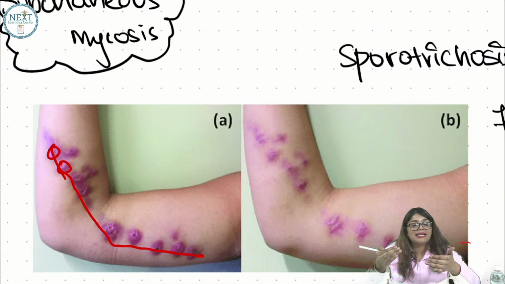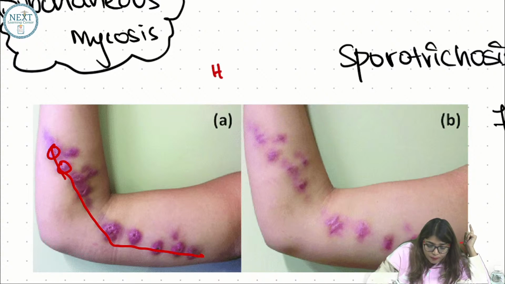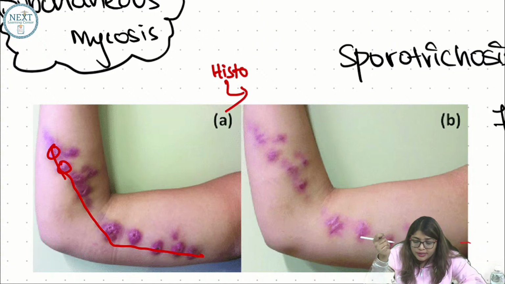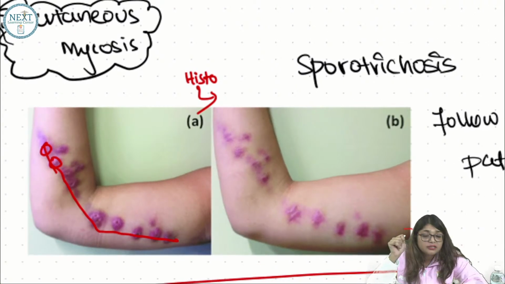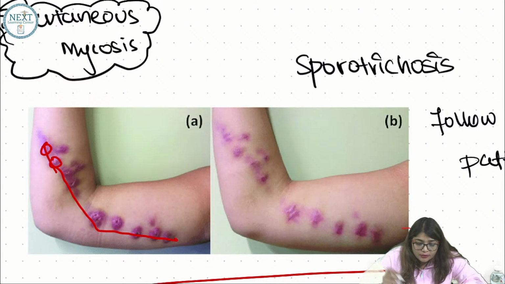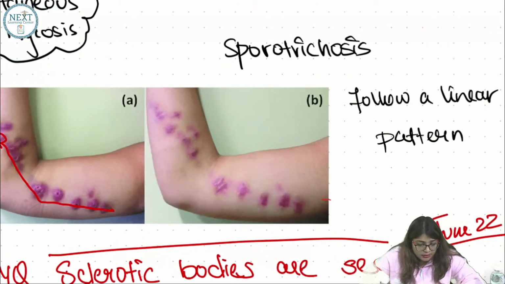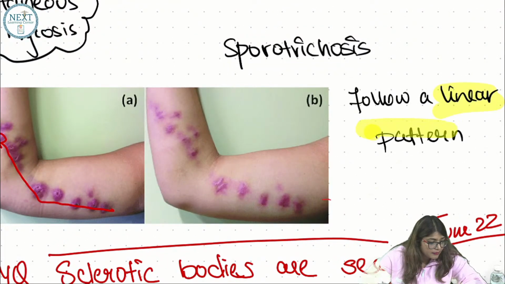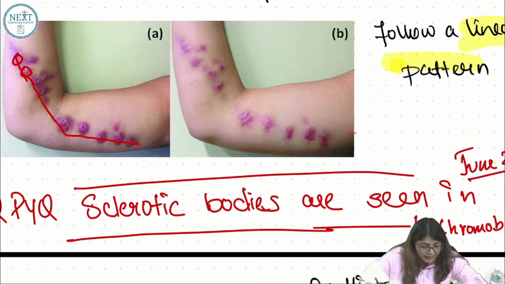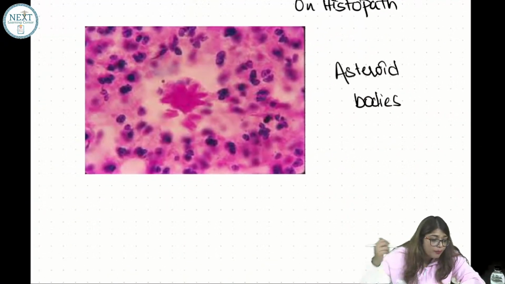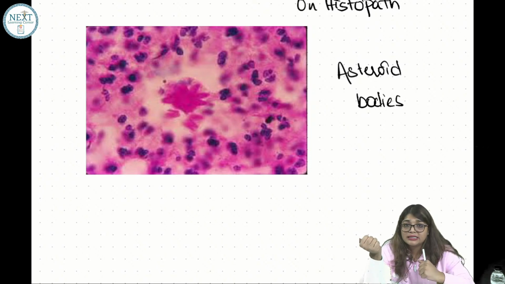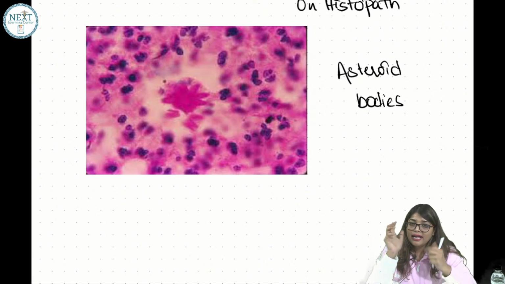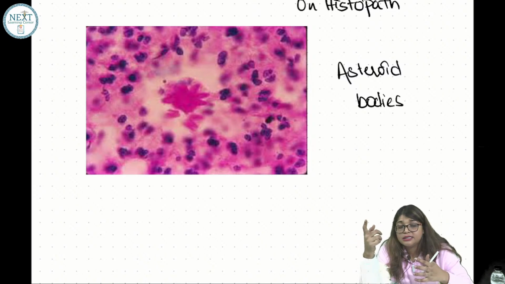One more thing I want to ask you: on histopath in sporotrichosis we see some kind of body. What kind of body do we see in sporotrichosis? Like I showed you, it follows a linear pattern. Very good, we see asteroid bodies. Now with asteroid bodies, is it also seen somewhere else? Asteroid bodies are seen in another disease also.